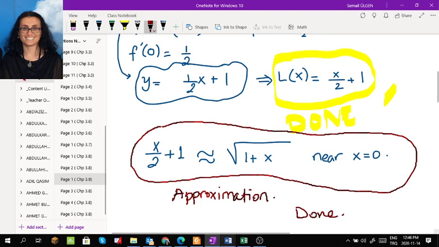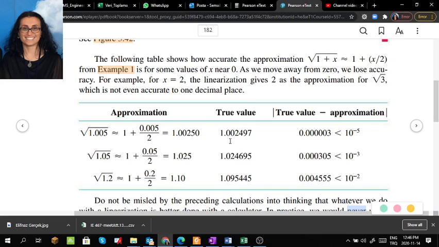Okay, let me go to this table. For example, square root of 1.005 is the same as square root of 1 plus x, so the approximation is 1 plus x over 2. Here x is 0.005, not 1.005. So we get 1 plus 0.005 over 2. This is the approximation function. We just plug in x as 0.005, and this is this much.